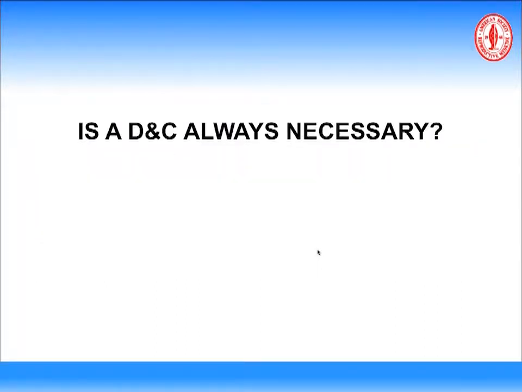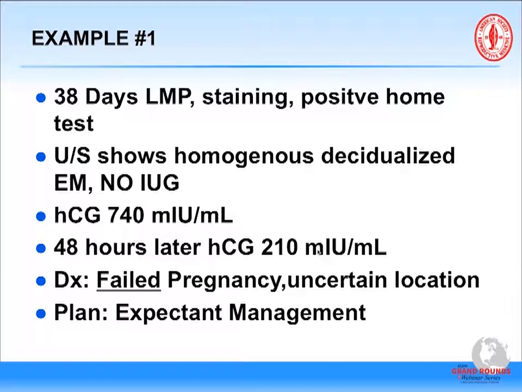And finally, treatment of non-normal gestations of unknown location. Is a D&C always necessary? Let me give you a couple of examples. A couple of cases. 38 days from the last menstrual period, staining, positive home test.